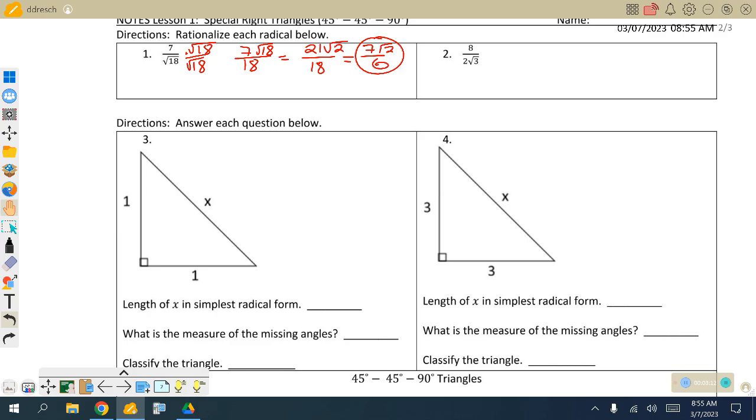With number 2, you can start off one of 2 ways. You can reduce first, or you can rationalize first. And when you rationalize, you can do it one of 2 ways. Now, what do I mean reduce first? What could you do here to start off with? You could simplify by 2. You could take 8 divided by 2, which is what, 4?